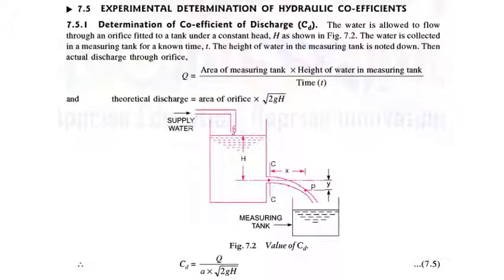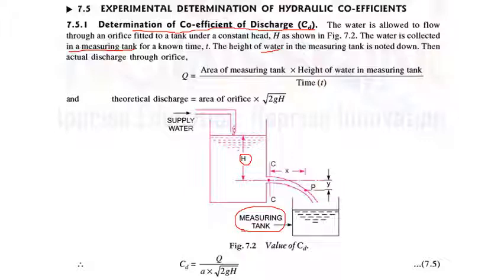Now, let's see the experimental determination of hydraulic coefficients. First is the determination of coefficient of discharge, that is Cd. How to experimentally determine Cd? The water is allowed to flow through an orifice fitted to a tank under a constant head H. So in the figure you can see that there is a constant head H. On the side of the tank there is an orifice or a hole through which fluid is flowing outside. Our fluid in question is water. Water is collected in a measuring tank. This is the measuring tank.